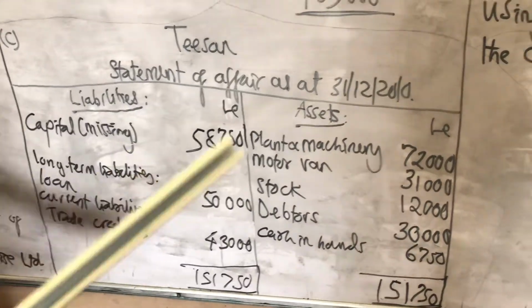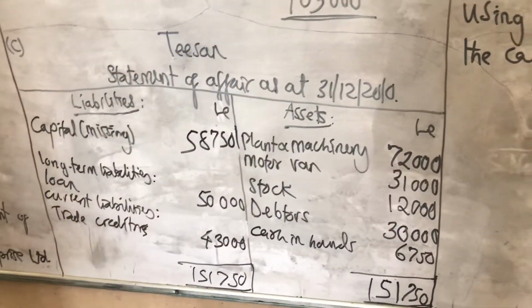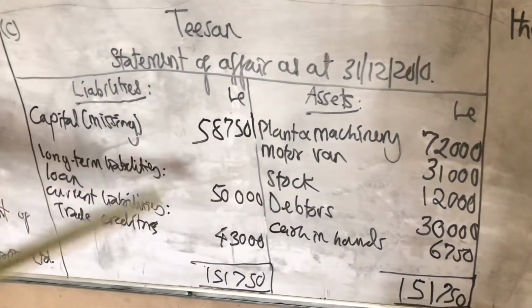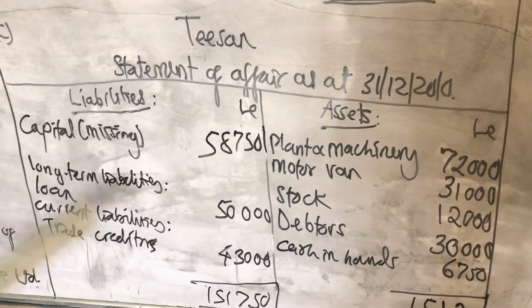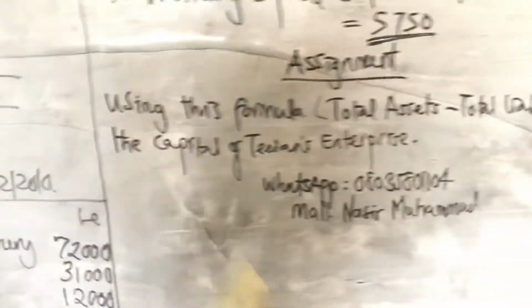It's very important you identify them, as it will help your understanding. It's not necessary that you must go through this method, because I know some of you might still find it difficult, especially those of you that did not offer account. So it's very important you do this assignment.